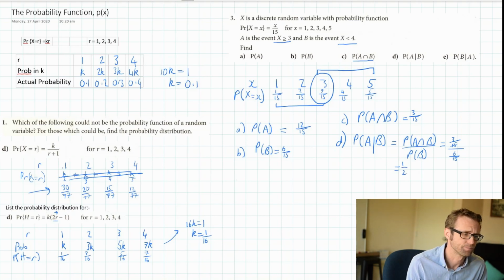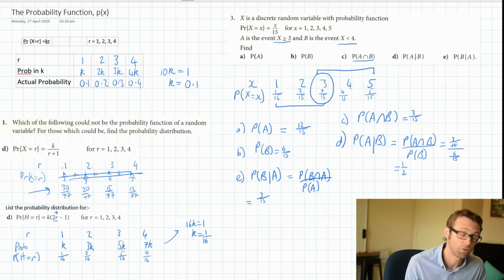Finally, E, the probability of B given A. Now we know, using our conditional probability formula, that that is equal to the probability of B intersection A all over the probability of A. And we know the probability of B intersection A is 3/15. And we know the probability of A is 12/15. So we're going 3/15 divided by 12/15. They cancel out. We get 3 over 12, which is, of course, 1/4.